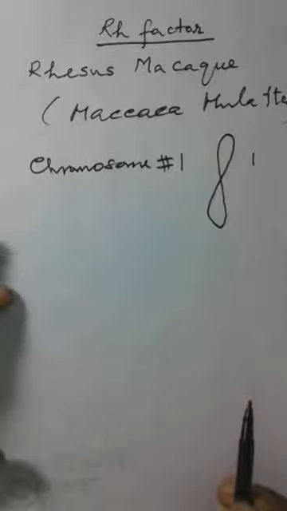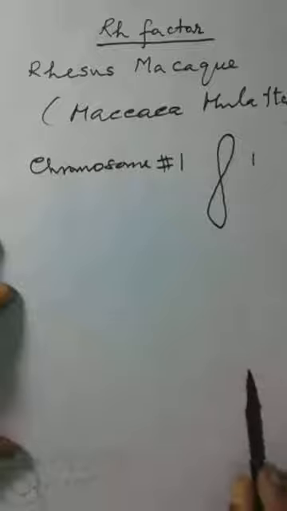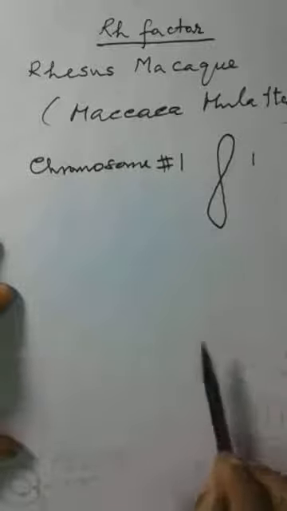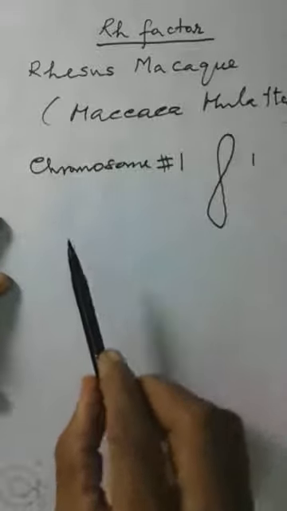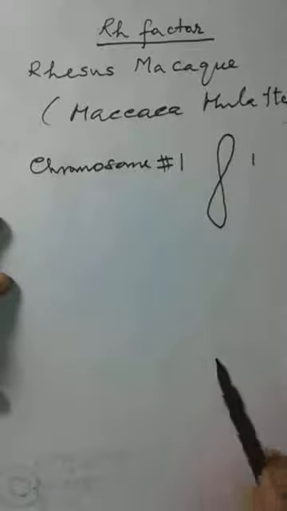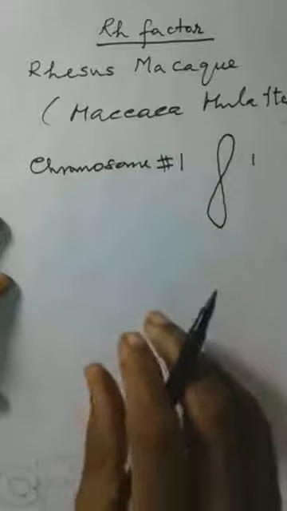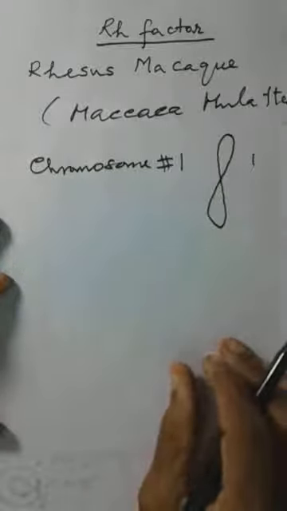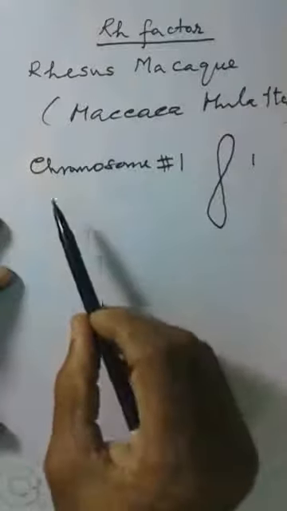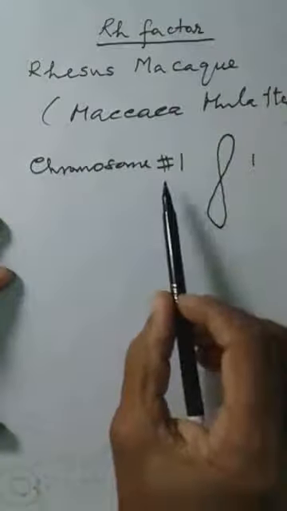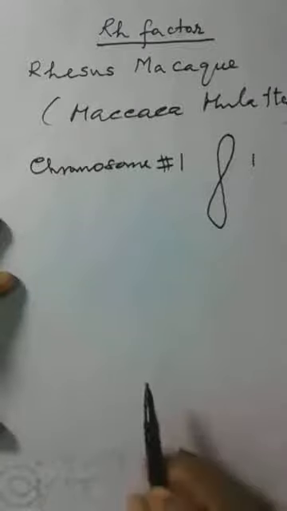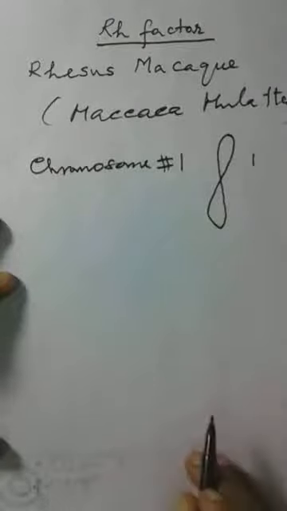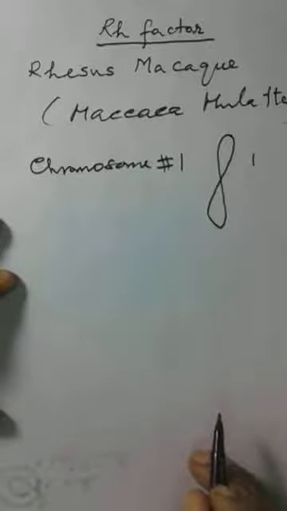I think you will remember that when I discussed the ABO blood system, I told you that the ABO antigens are carbohydrates, whereas RH is protein. This is the major difference between ABO and RH antigen.